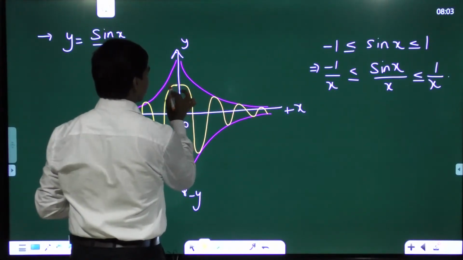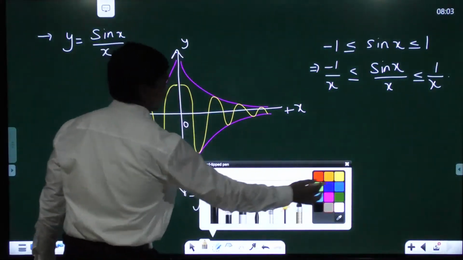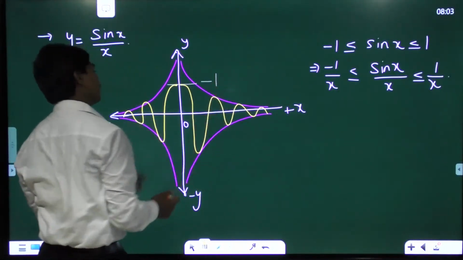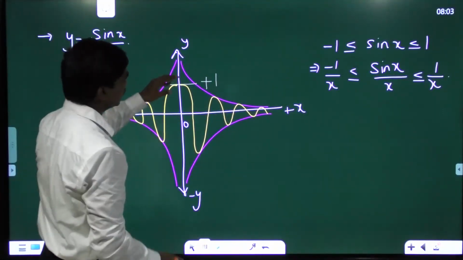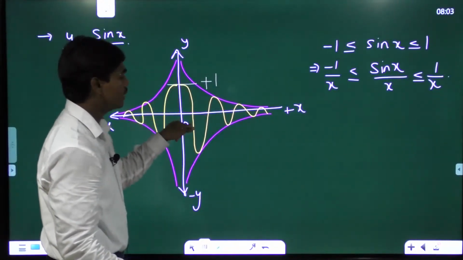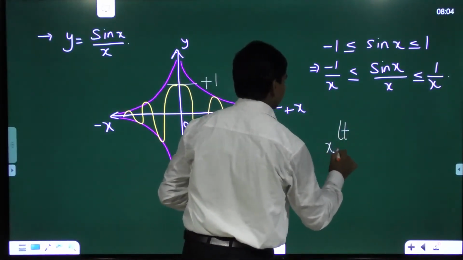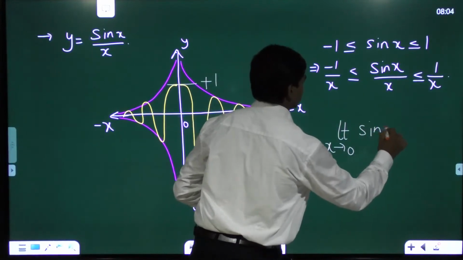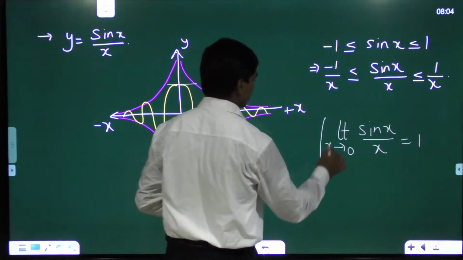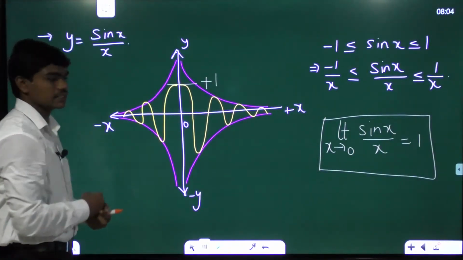But there is a value on y which is very close to this, and the value of that y coordinate, which is here, is minus 1 on the negative side. On the positive x-axis, this value is plus 1. We'll show shortly how sin x by x near 0 is 1, and that gives one standard result: limit x tends to 0 of sin x by x is 1. We'll see shortly how this happens. So for the time being, this is how you sketch the graph of sin x by x.